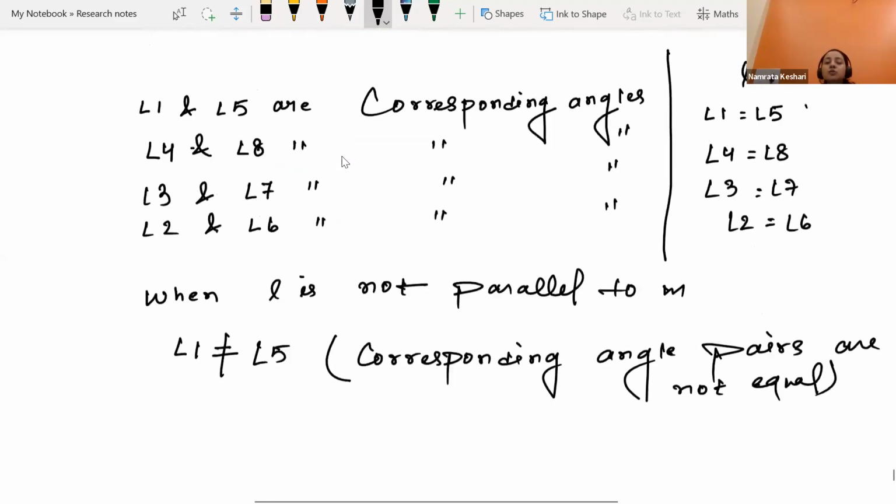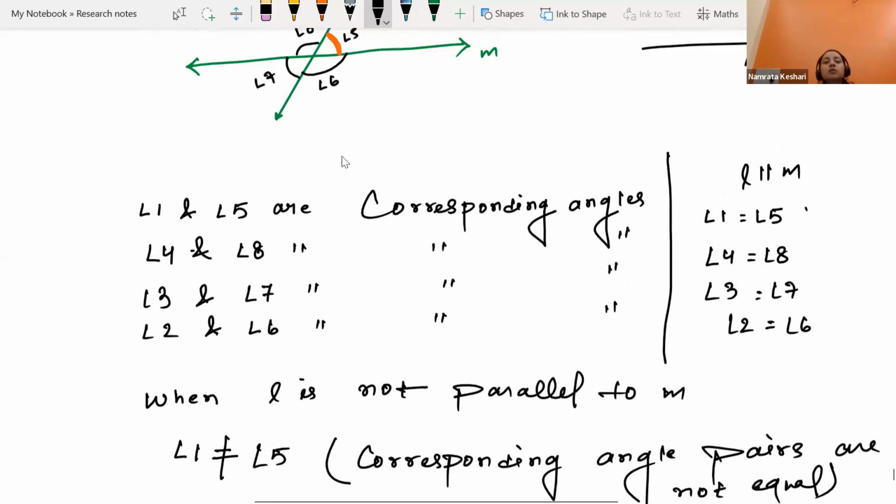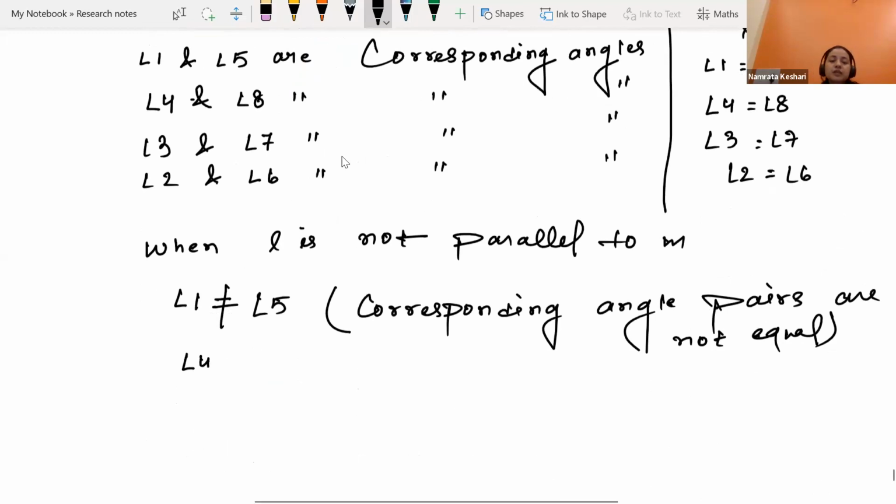Okay, so whenever in your question in your book it says that there is a corresponding angle, don't get confused that lines are parallel with each other. No. It must be written clearly in the question that lines are parallel, then only we will take that lines are parallel. Otherwise, this terminology corresponding angle doesn't represent that lines are parallel. Are you getting my point? Yes, ma'am. 4 not equal to 8, 3 not equal to 7, and 2 not equal to 6.